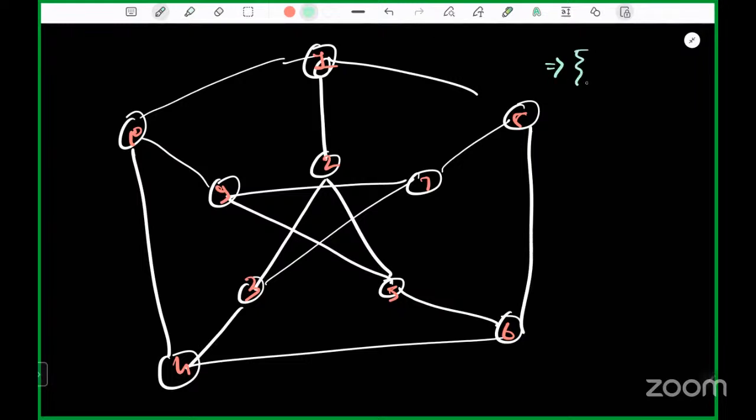Let's try to find out what the maximum independent set here is. Okay, so let's start with, in vertex cover, we have a trick to select that vertex which has maximum degree.